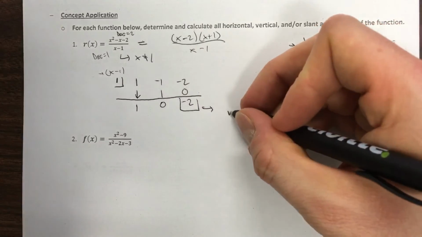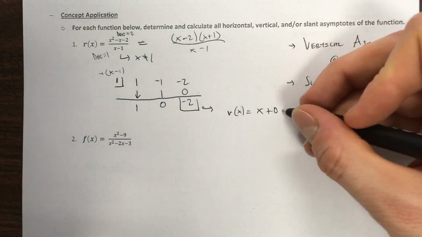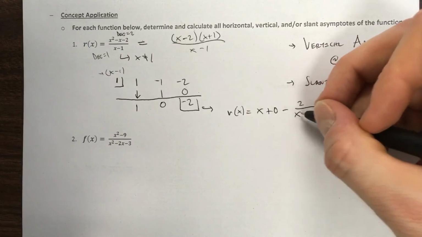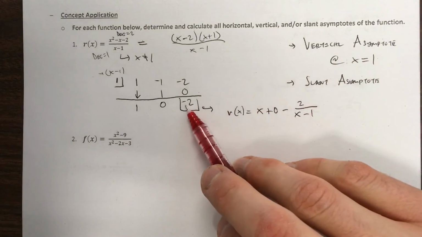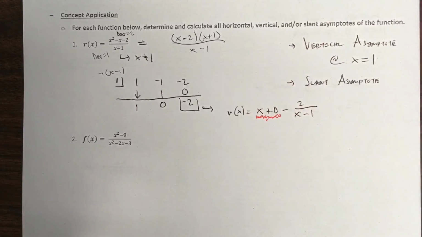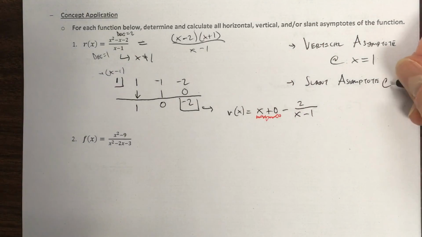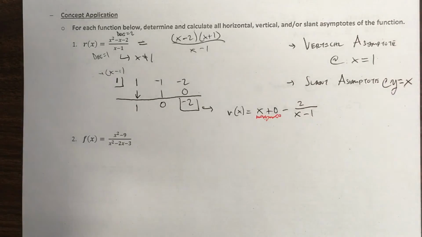So this means that r of x equals x, really plus 0, or just x, minus 2 over x minus 1, minus 2 because our remainder was negative. And here, this is where our slant asymptote comes from. So we have a slant asymptote at y equals just x, or x plus 0, either way.